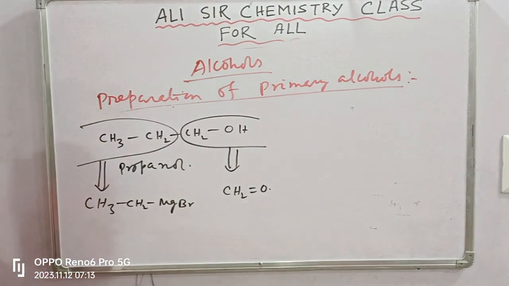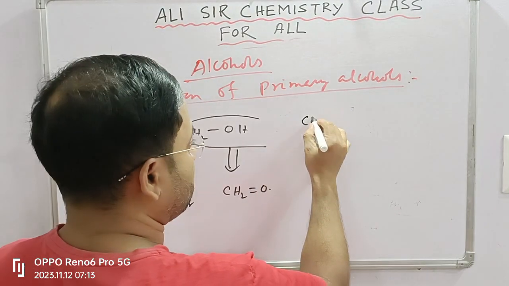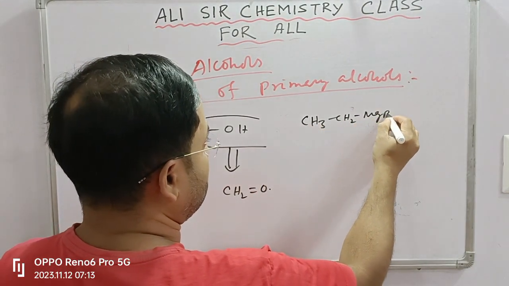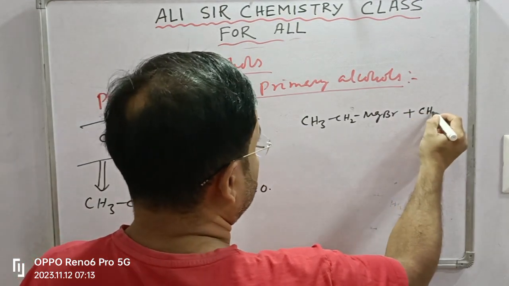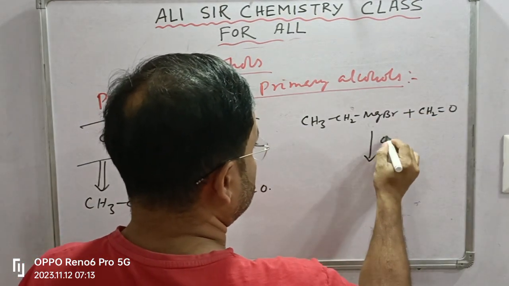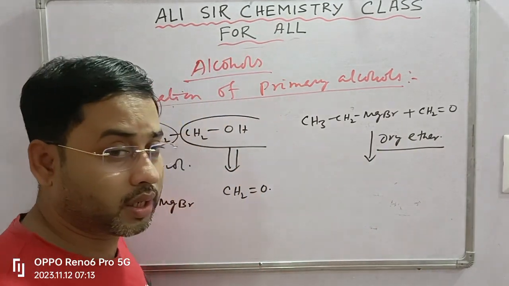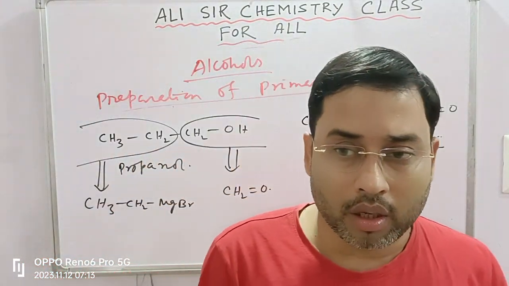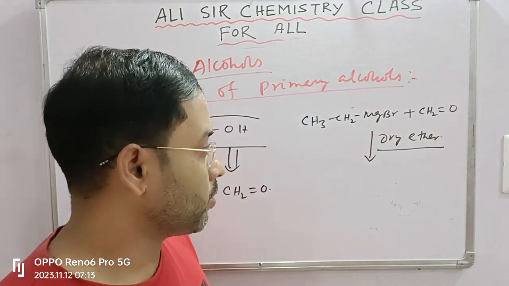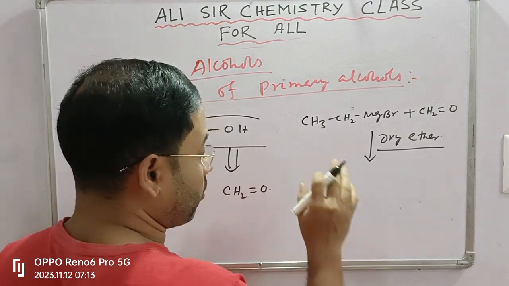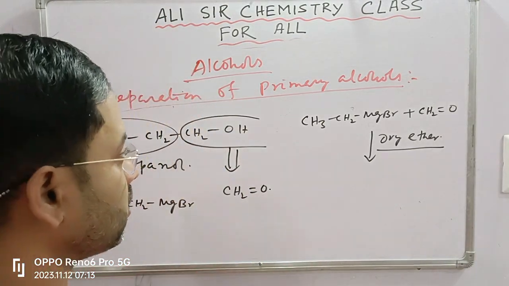So it is very simple. Just do it. CH3CH2MgBr plus formaldehyde in the presence of dry ether. This is important. Always you have to indicate this solvent, the dry ether, otherwise the alkane will be formed. So this is the important part of this reaction. You have to always use dry solvents.